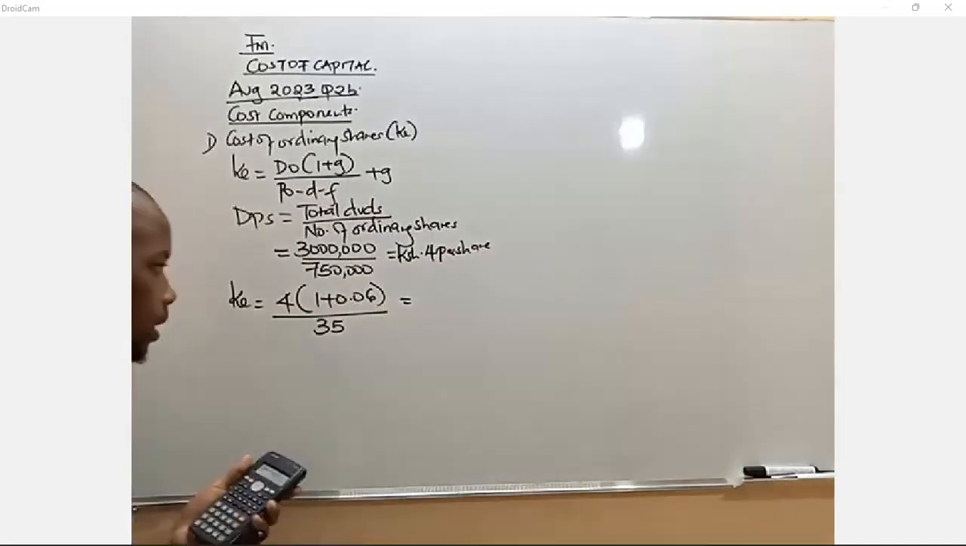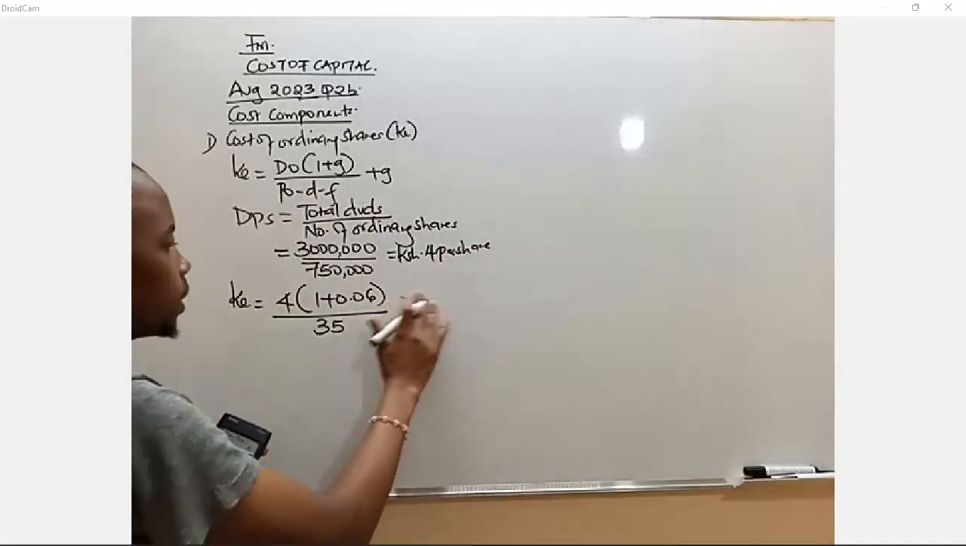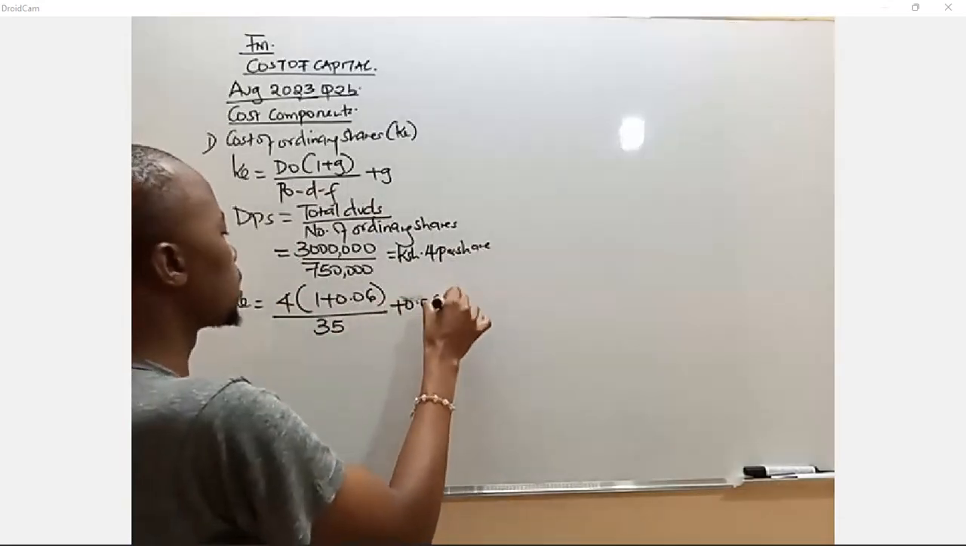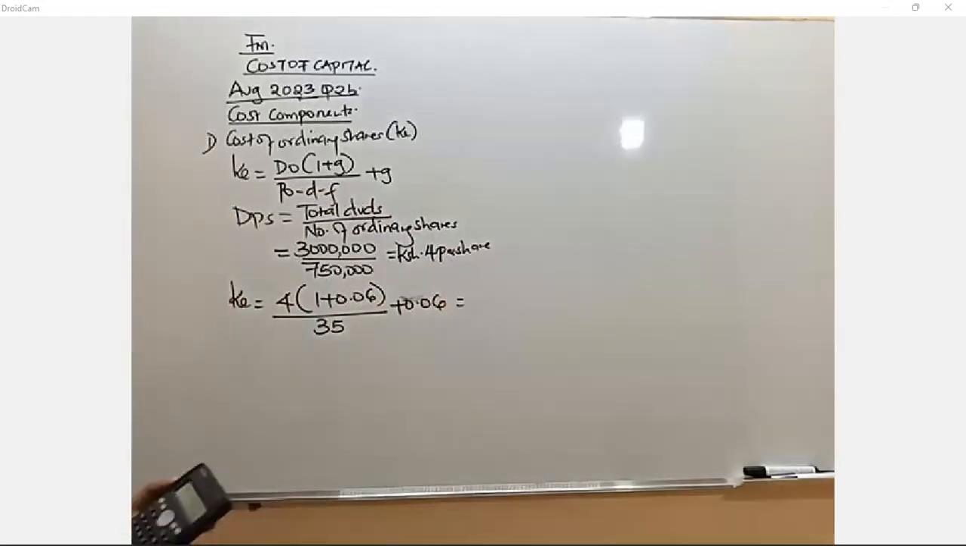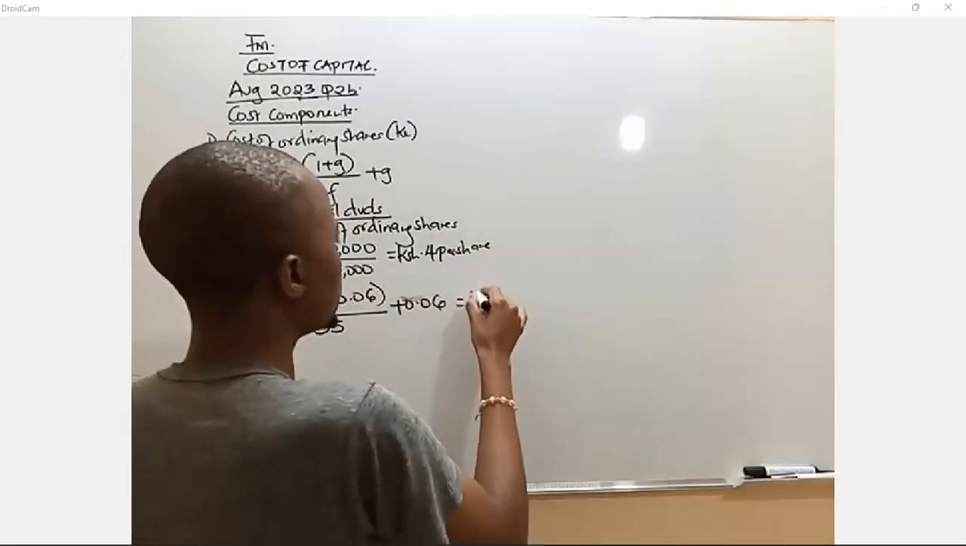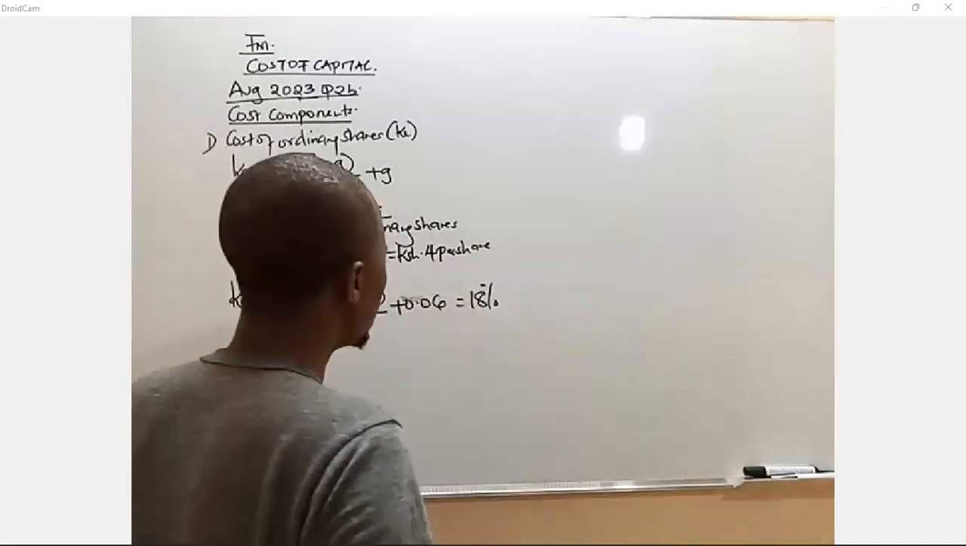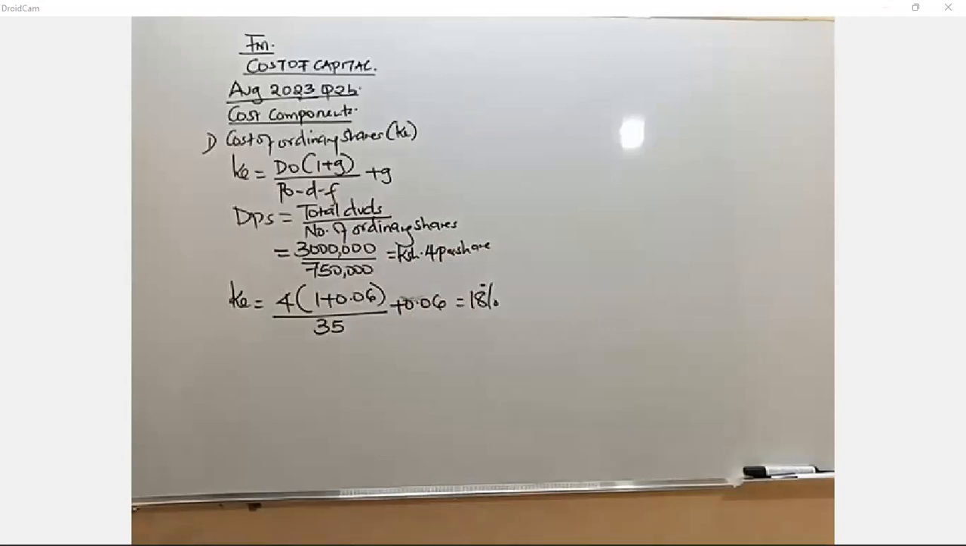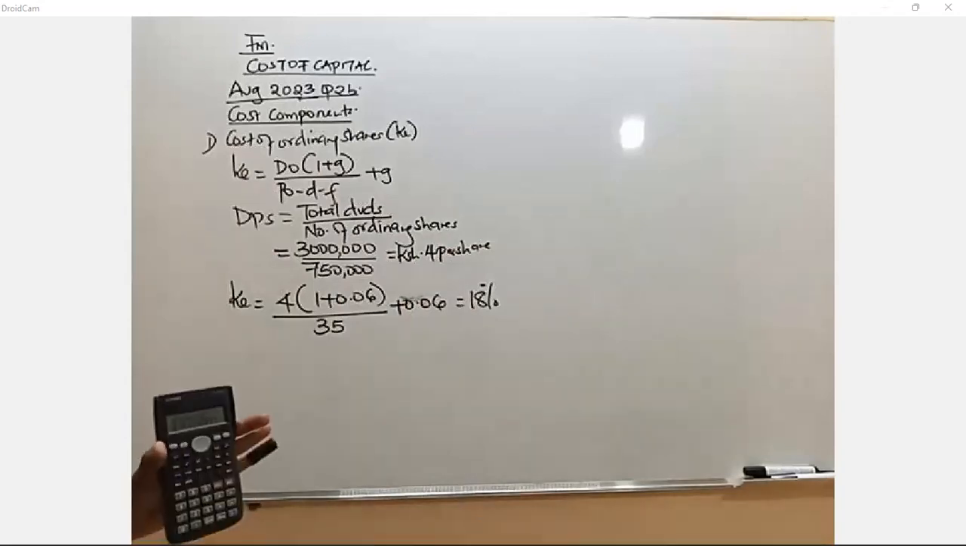So how much is this plus the growth rate, plus 0.06? How much is the cost of equity? It will be 1.06 times 4 divided by 35 plus 0.06. We are getting around 18%. Let me just use the whole number, 18%. That is how you compute it.